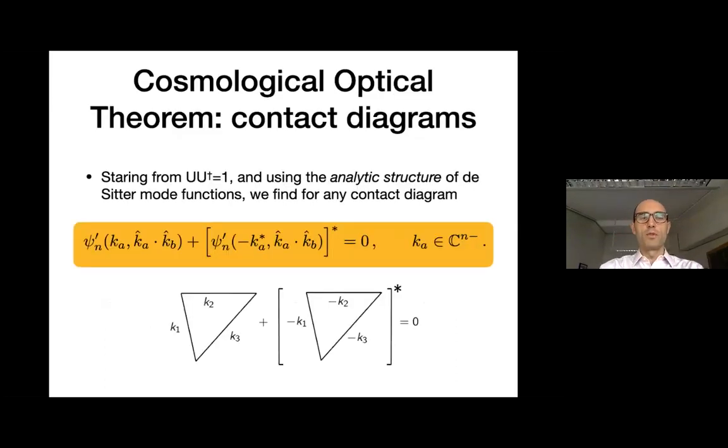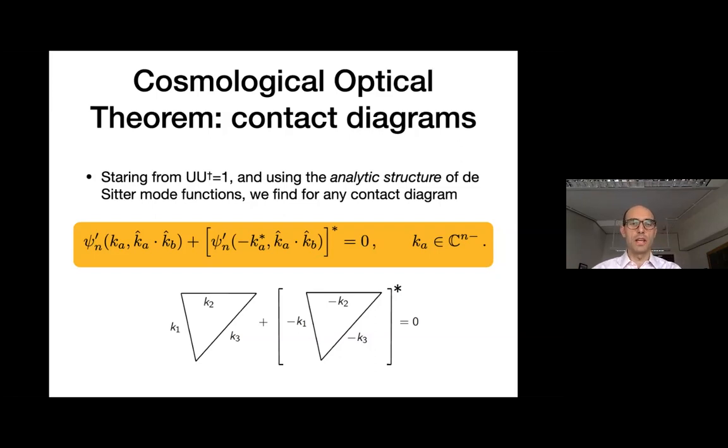We start from U dagger U equals 1, as you might suspect, to find the consequences of unitarity. And by using the analytic structure of the de Sitter mode functions, we are able, for all tree-level contact diagrams, to derive this relation on the coefficient psi-n of the wave function. You take the psi-n coefficient, you sum its complex conjugate, but evaluated at minus k. So wherever you see the norm of k, you should put a minus in front. And that should be 0.